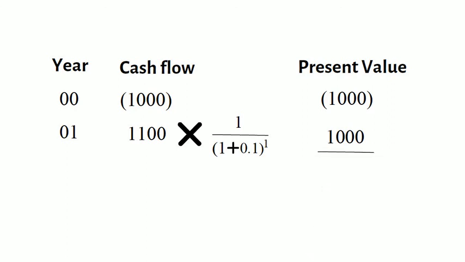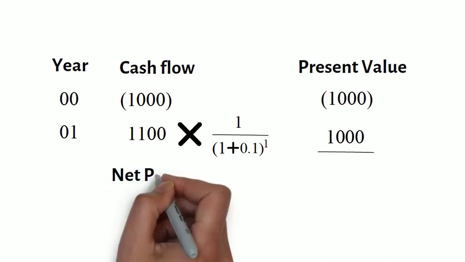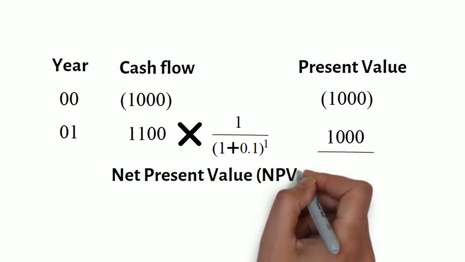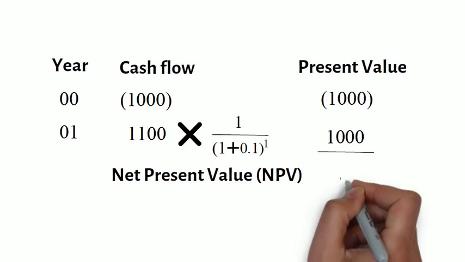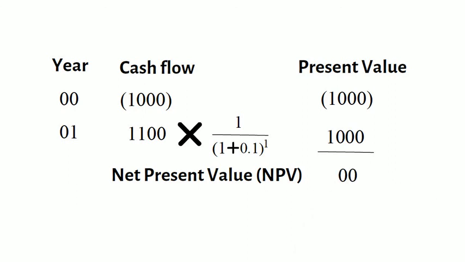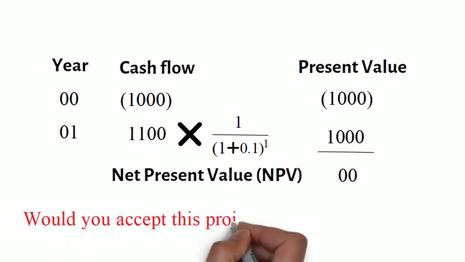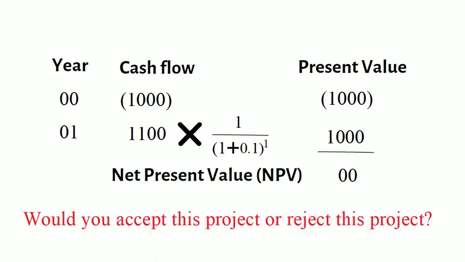So in this investment, we have a present value of cash outflow of $1,000 and a present value of cash inflow of $1,000. Thus, the net present value of this investment is 0. So the investment has a net present value of 0. Would you accept this project? This is a $1 million question, and I expect your answers for this question in the comment section.